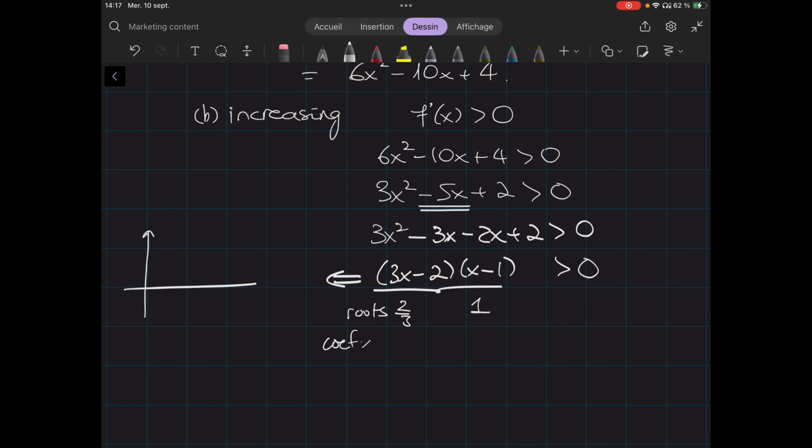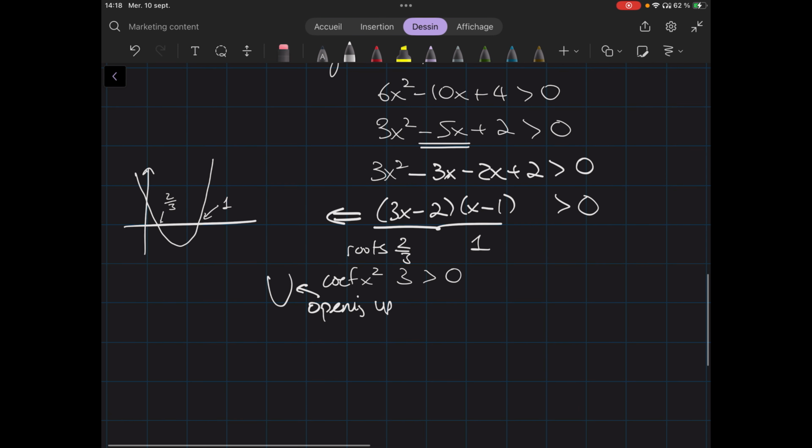Because the coefficient of x squared is 3, greater than 0, the parabola is opening up. So your parabola will look something like this. This root over here is 2 by 3, this root over here is 1. This is obviously not to scale. We are only interested in the intervals on which it is positive. Therefore, we will look at the parts that are above the x-axis. In other words, x is less than 2 by 3, or x is greater than 1.